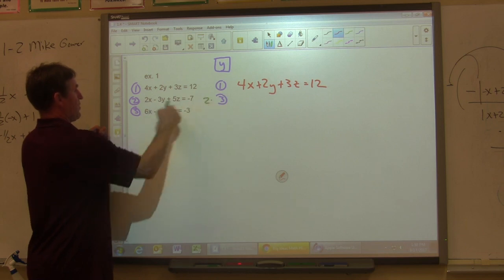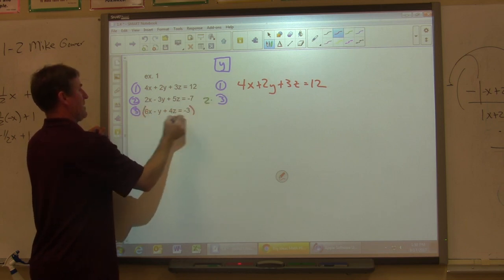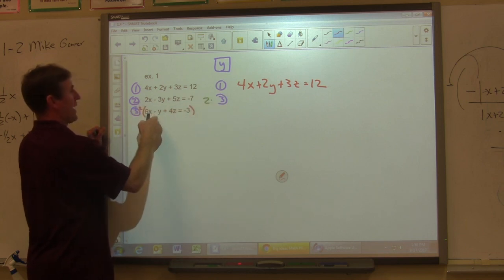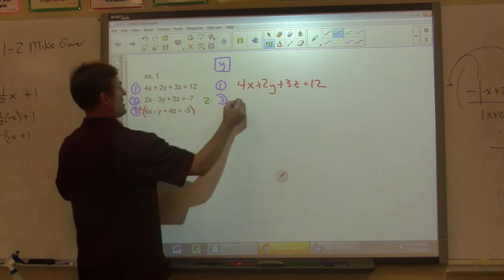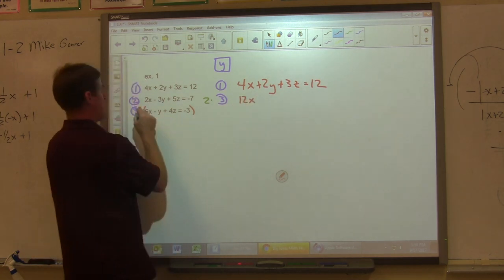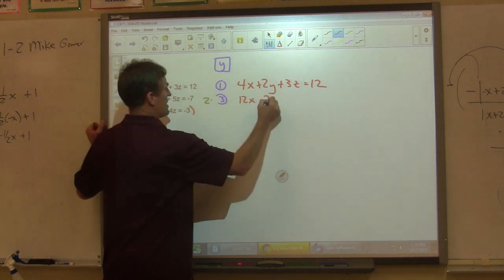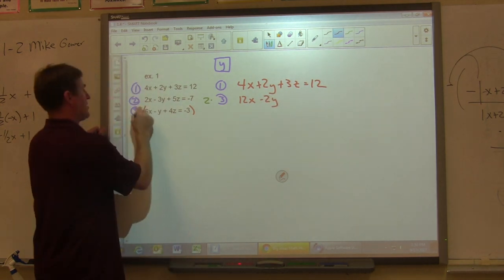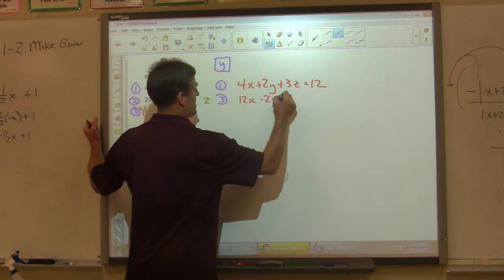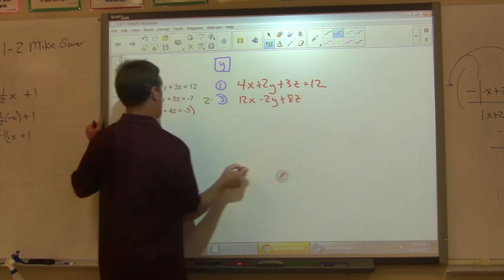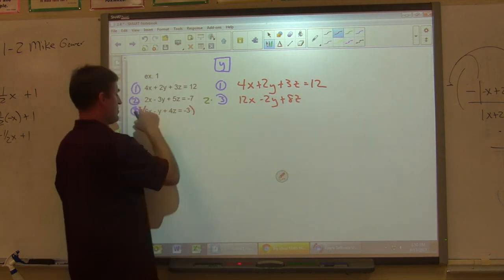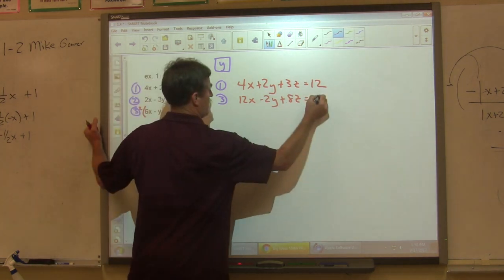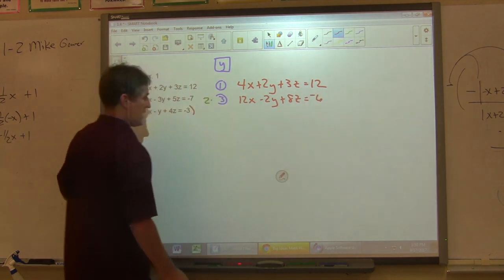And the third equation, I'm going to multiply this by 2 because I want those y's to be opposite. So 2 times 6 is 12x, 2 times negative 2 is negative 2y, and 2 times 4z is 8z. And then you have to remember to take 2 times everything, so 2 times the negative 3 is negative 6.